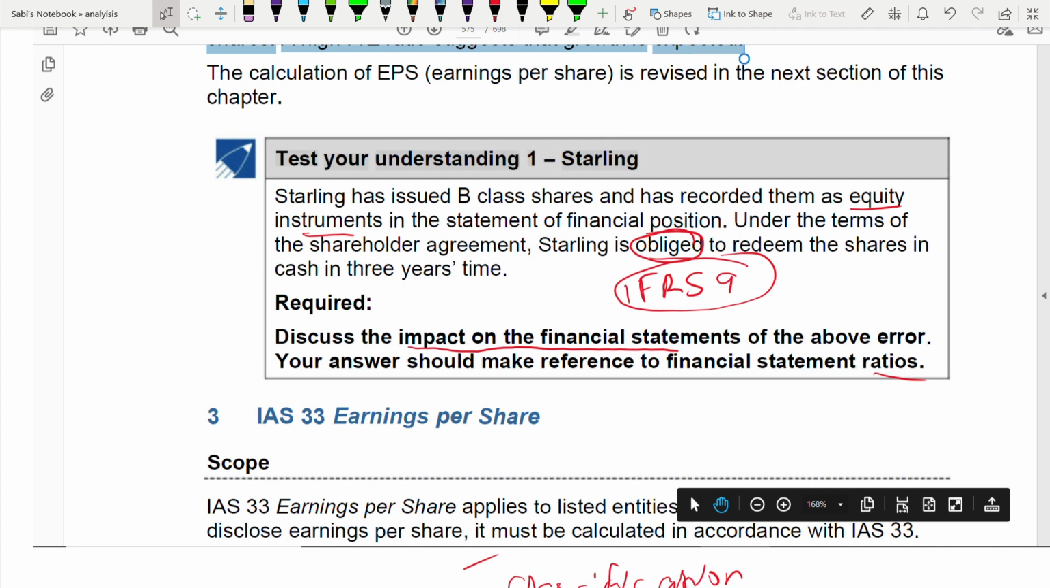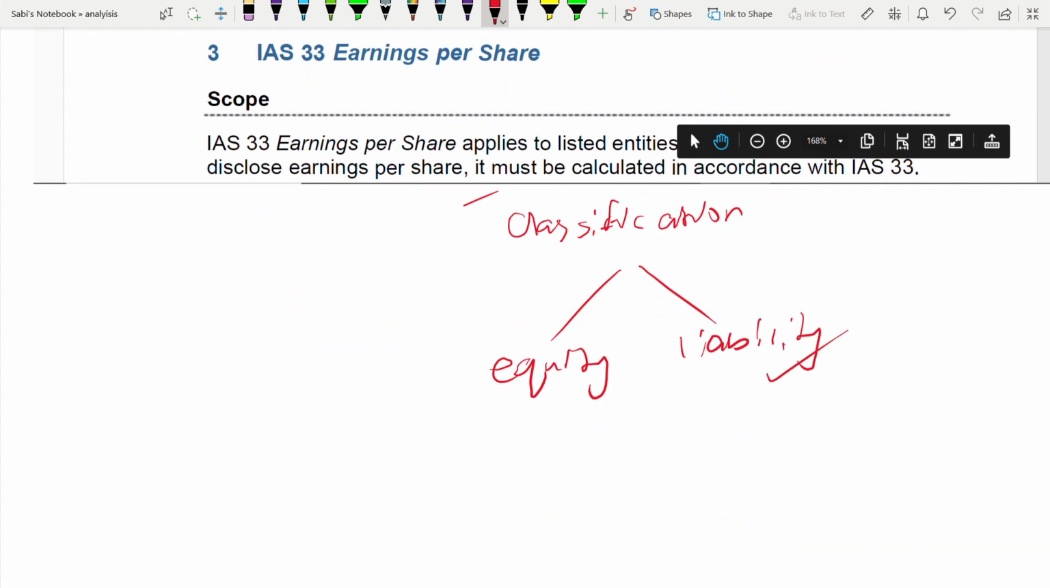Read the last line carefully again. Starling is obliged to redeem the shares in cash in 3 years' time. In cash. That means they have to convert the shares into cash in 3 years' time, and it's an obligation. So whenever the word obliged or obligation is there, it is a liability according to IFRS 9. It's a financial liability. And by the way, this classification of financial liability and equity falls under IAS 32. This is another topic under financial instruments, but it only deals with the classification of equity and liability, whether you present it as equity or liability. There are three standards which deal with financial instruments: IFRS 7, which is about disclosure; IAS 32, which is about classification; and IFRS 9, measurement, recognition, and the main thing.